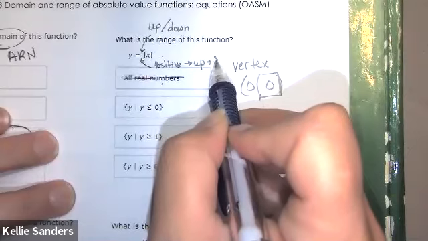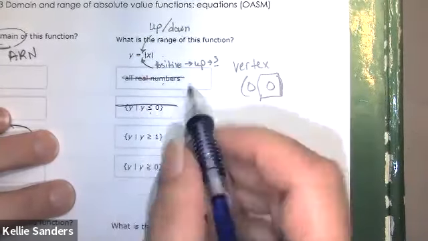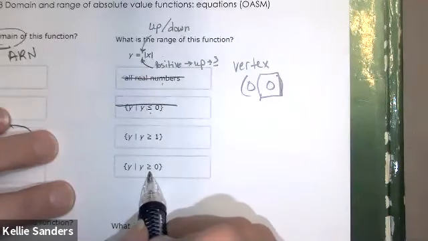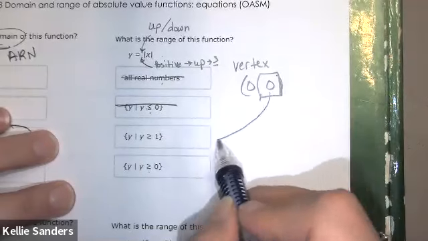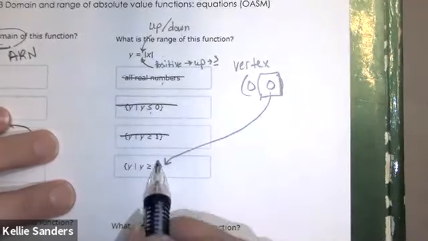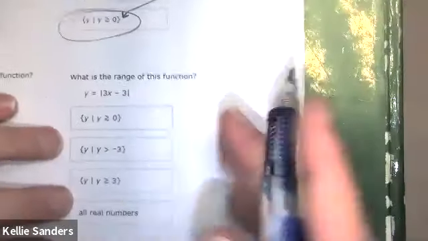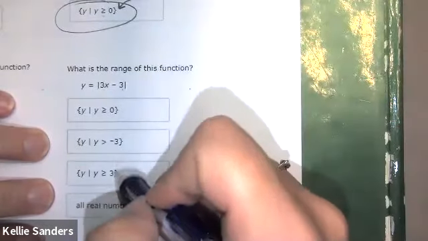Therefore, I'm looking for this. This says it's going to go down. These two say it's going to go up. But it's going to go up at that number, not that number. Okay. Be careful. They're going to try to trick you on this one.